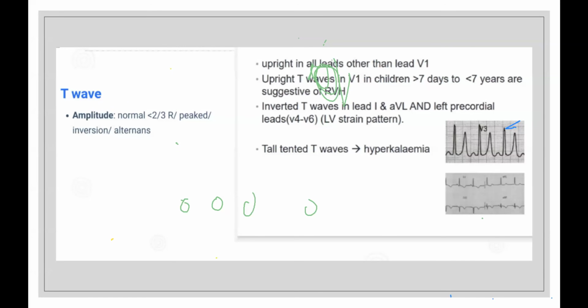If you get tall tented T waves, this is characteristic of hyperkalemia. So normally, what should the T wave height be? It should be less than 2/3 of the R wave. Okay? The T wave should be smaller than 2/3 of the QRS complex. So if you look at this V3 slide, these have become quite tall and crossed 2/3. That means these are tall tented T waves, which is characteristic of hyperkalemia.